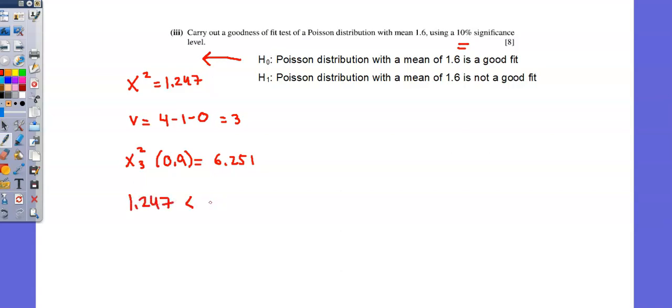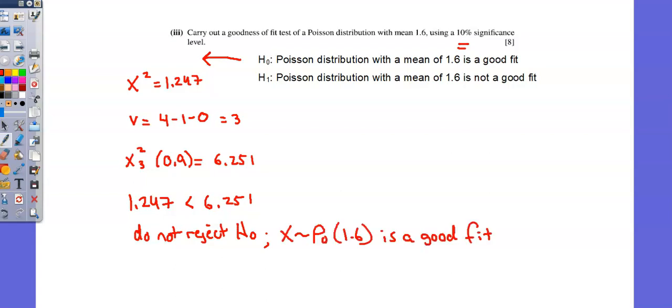1.247 is less than 6.251. I conclude, do not reject the null hypothesis. And I describe what this means. Poisson distribution with a mean of 1.6 is a good fit. This completes the requirements for 11b.